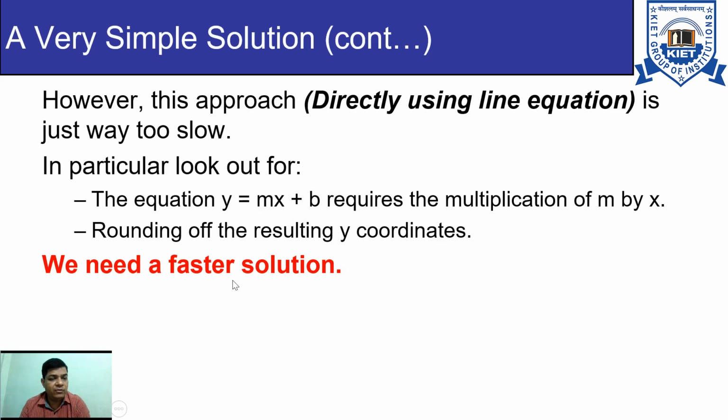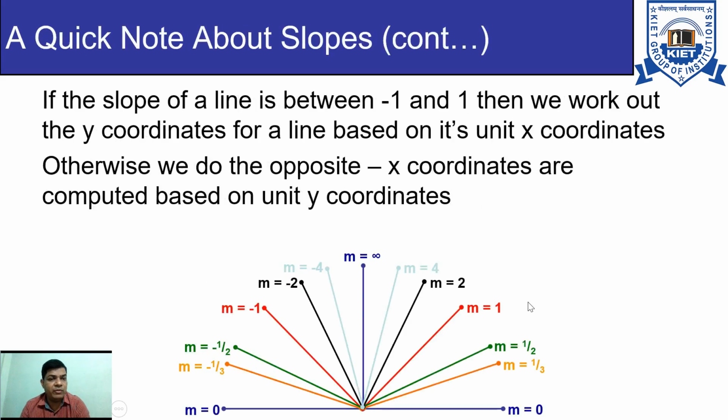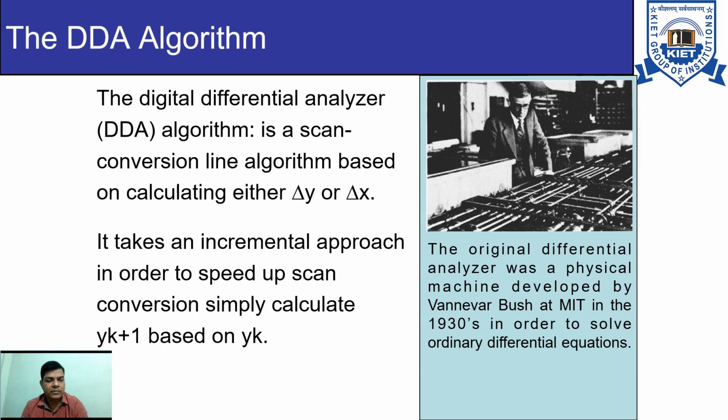So we need some kind of faster solution, a good solution. For that we are moving to the DDA algorithm. So this is the algorithm. It is called the digital differential analyzer algorithm. DDA stands for digital differential analyzer, and basically it is a scan conversion line drawing algorithm based on calculating either delta y or delta x. So what is delta y? Delta y is y2 minus y1, and delta x is x2 minus x1.